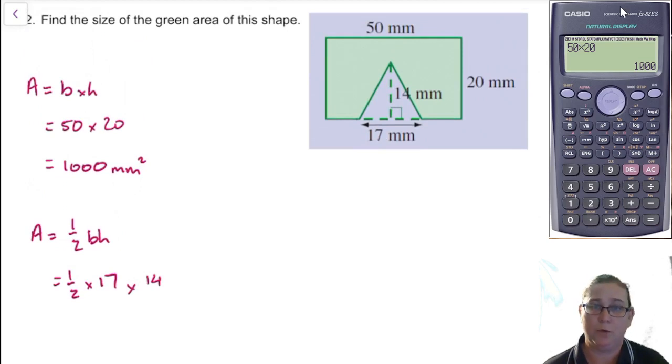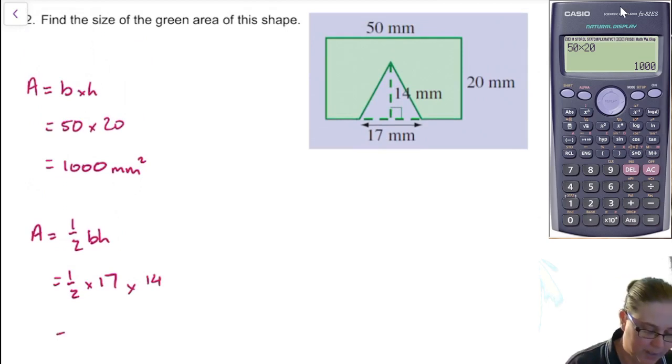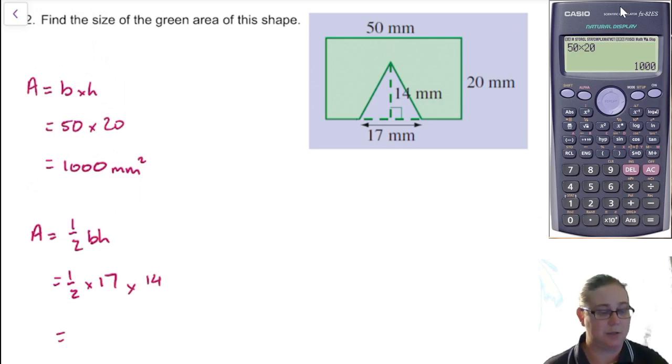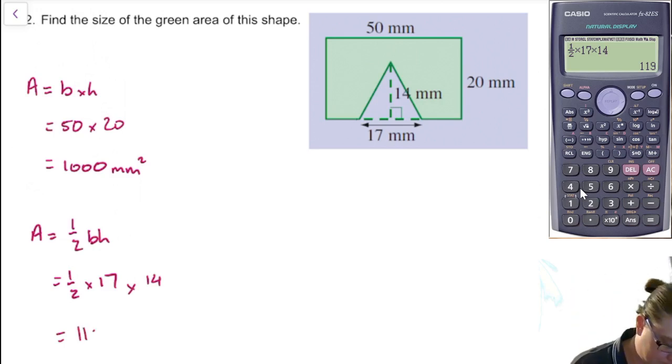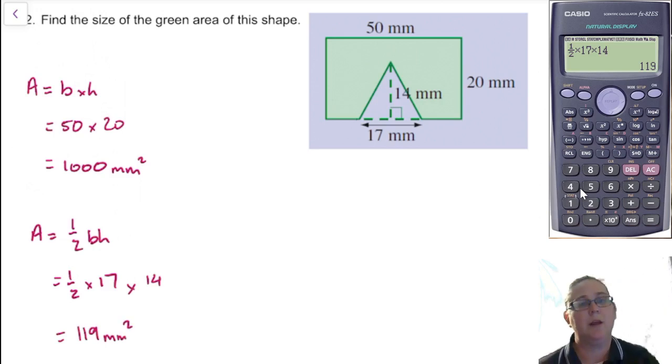Okay, and then all we have to do is pop that into our calculator, just like before. So, fraction key, 1/2. Get out of our fraction. We want to go times 17 times 14. Gives us our answer of 119 millimeters squared. So that is the triangle part.